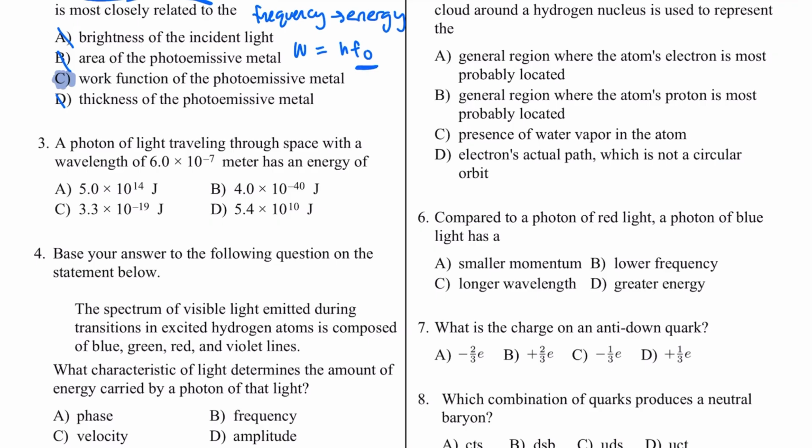Number 3, a photon of light traveling through space with a wavelength of 6 times 10 to the negative 7 meter has an energy of what? So this question gives us wavelength and we need to find the energy of the photon. To do this, we can always just look at our reference table, which gives us the equation E photon is equal to hc over wavelength, and then we just plug in to solve for energy. So h is Planck's constant, which is 6.63 times 10 to the negative 34. c is the speed of light in a vacuum, which is 3 times 10 to the 8th. And then we divide that by wavelength, which they give us. So 6 times 10 to the negative 7. We solve that out. We're going to get answer choice C, 3.3 times 10 to the negative 19th joules.